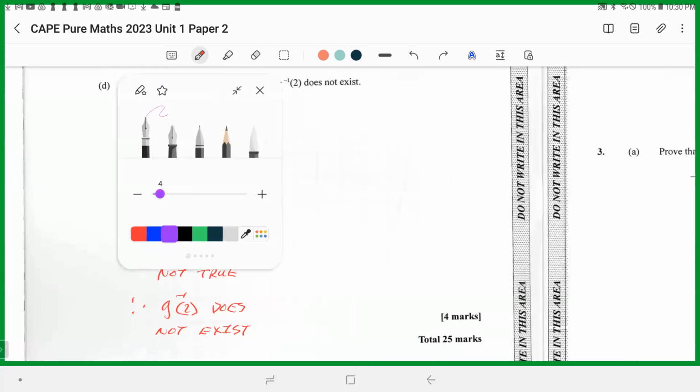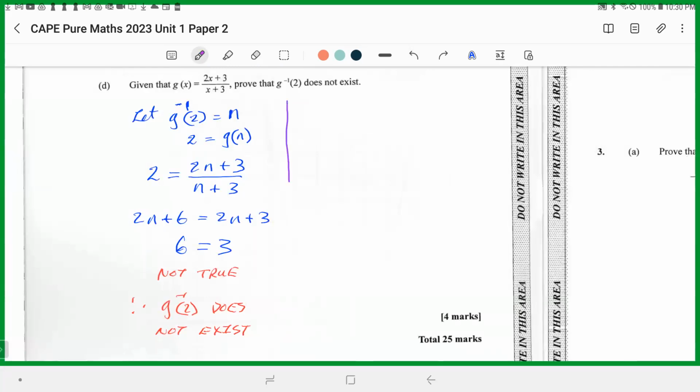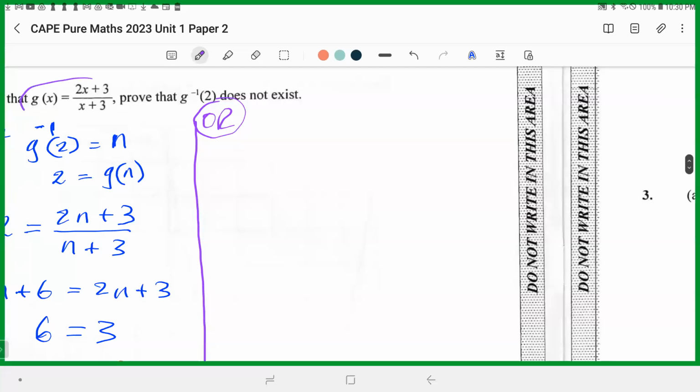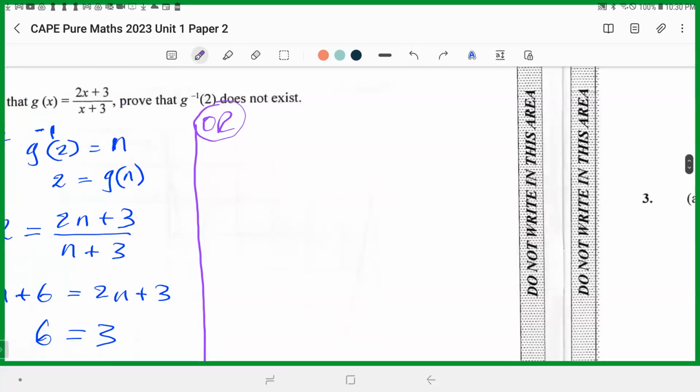We actually find the g to the minus 1 first. Or what we could do is find the g to the minus 1 first. So I'm going to start by saying g equals that and do the inverse. I think it's a longer method, this. We're going to put g equals 2x plus 3 over x plus 3. So what is going to happen is that your g to the minus 1 is going to have x minus 2 on the denominator. That's what's going to happen.